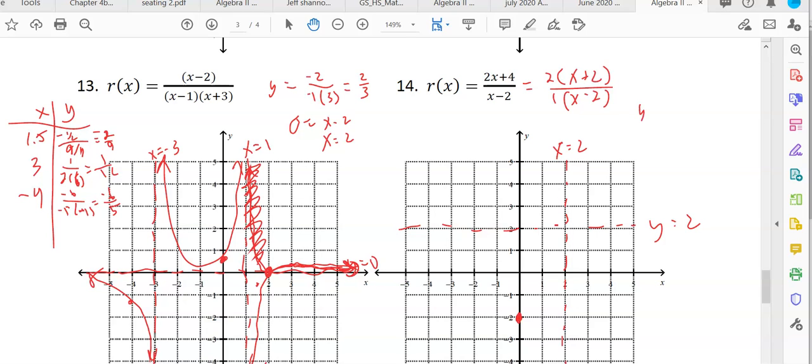X-intercept is going to be 0 equals 2 times x plus 2. So we get 0 equals x plus 2, or we could have just solved that right there. X equals -2. The y-intercept is -2, so I know this graph looks like this, bottom left. And then it doesn't cross the x-axis, so it's got to be top right. That's nice.